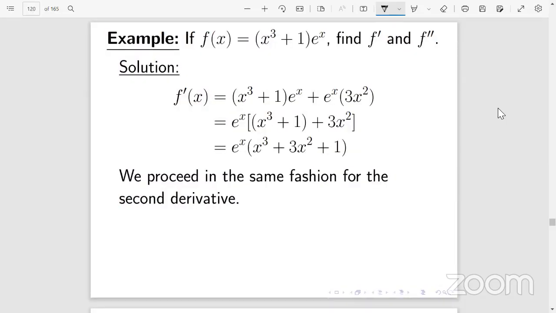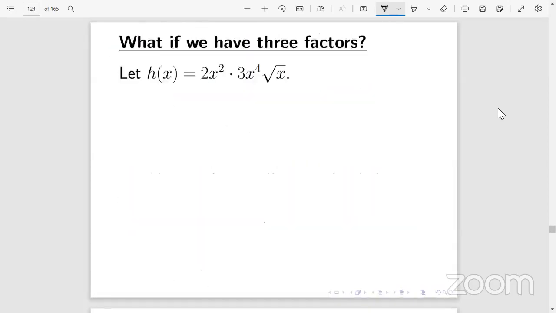Like I said, if you listen to the recording, just pause and try to do the question on your own and see if you get the same answer.